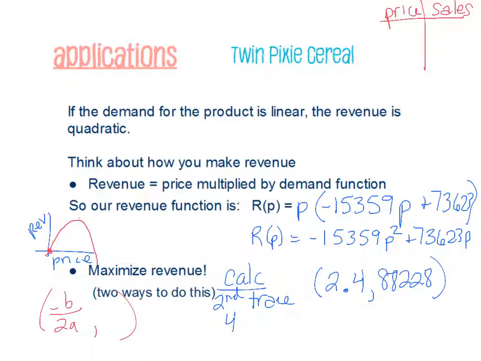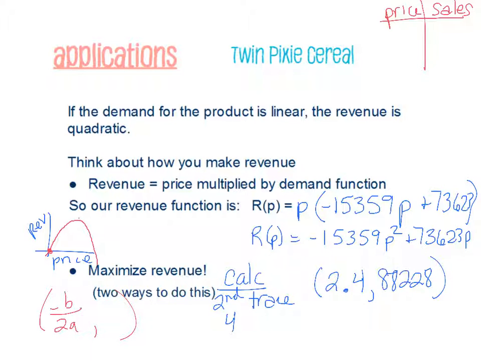Okay, a nice sentence would be something like, you can maximize your revenue at $88,228 if you would charge $2.40 for each cereal box. Give me a good sentence that explains that you know what just happened or what you just found there.